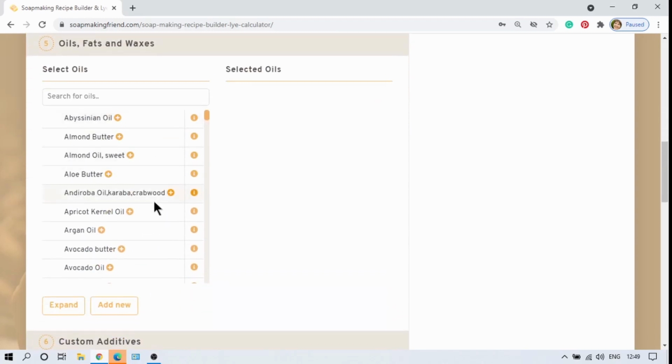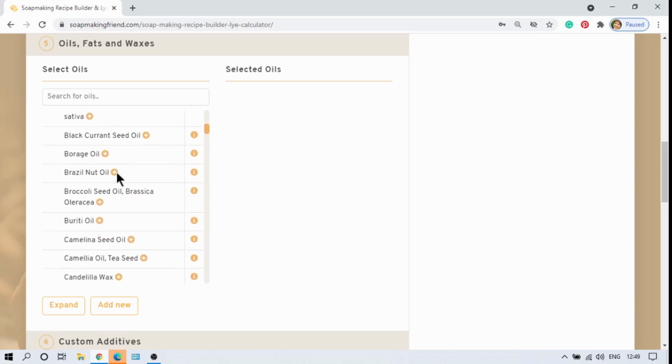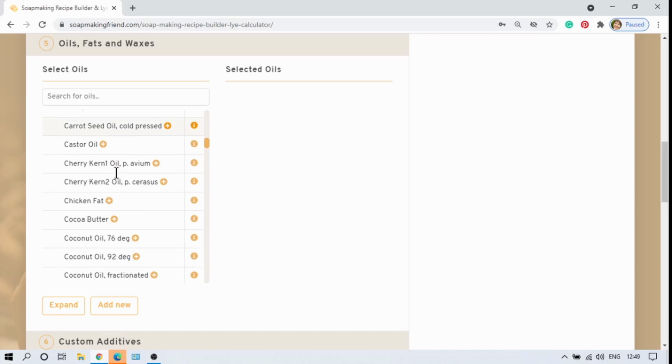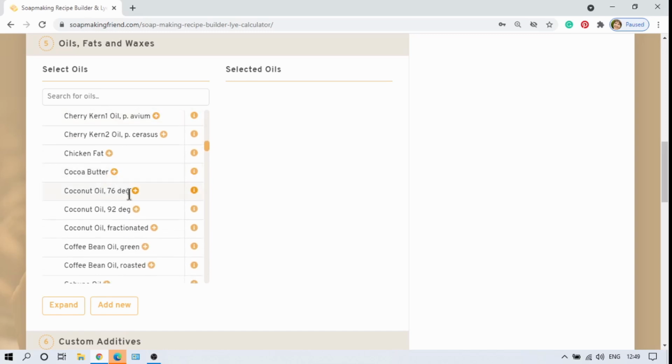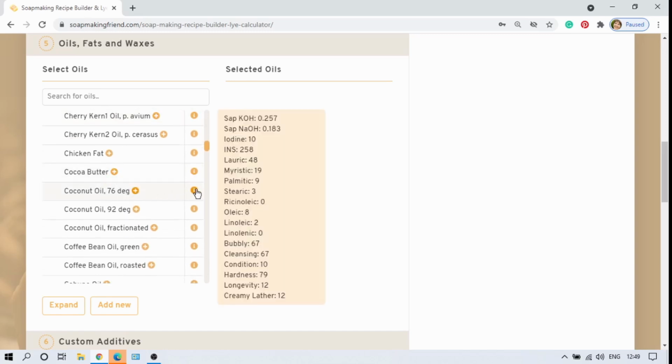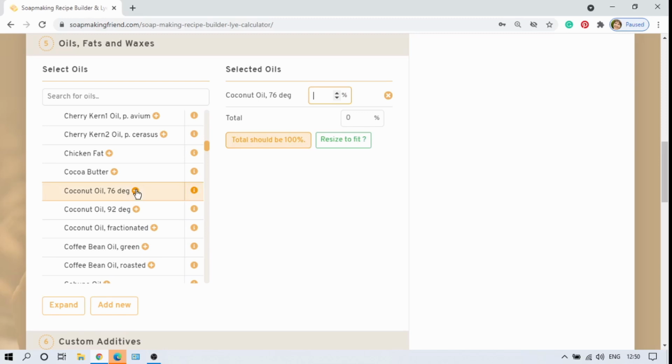So now I must choose oils for my recipe. So let's go for coconut oil. Coconut oil here, if you hover over the i, it's going to show you that the bubbly is 67. It's got a very high bubbly and a very high cleansing, but the conditioning is very low and the longevity is very low. So these are the properties that coconut oil is going to bring to your soap. So let's add coconut oil because we want it bubbly, but we also want it to be moisturizing.